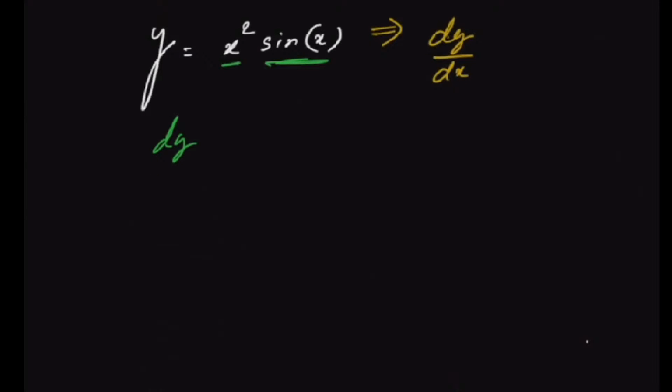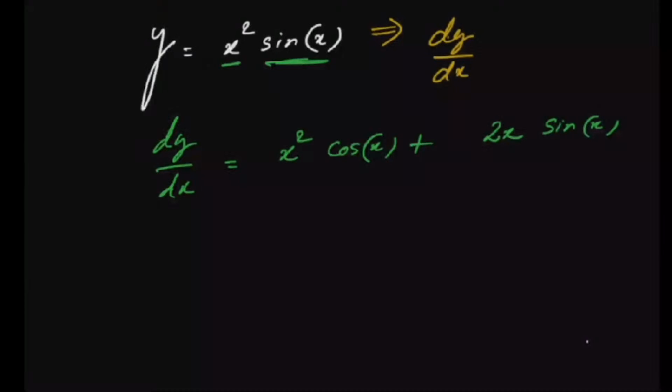So what's dy by dx? You keep x square as it is, and multiply it with the derivative of sin x, which is cos x. Plus, you keep sin x as it is, and multiply it with the derivative of the other function, which is 2x. Derivative of x squared is 2x. So your answer is x square times cos x plus 2x times sin x.